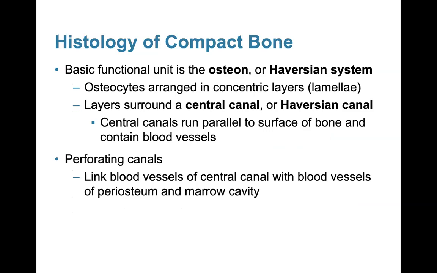Looking at the basic histology of compact bone, the basic functional unit is called an osteon, or a Haversian system. Osteocytes are arranged in concentric layers called lamellae. The layers surround a central canal, or Haversian canal. The central canals run parallel to the surface of the bone and contain blood vessels.